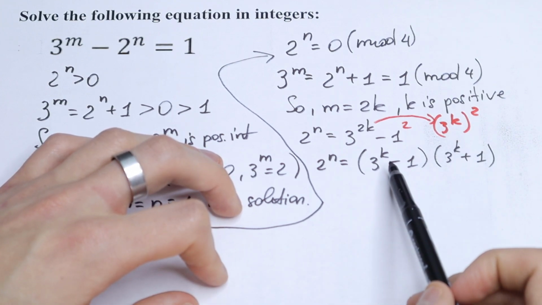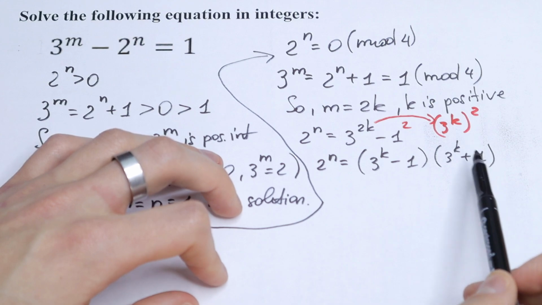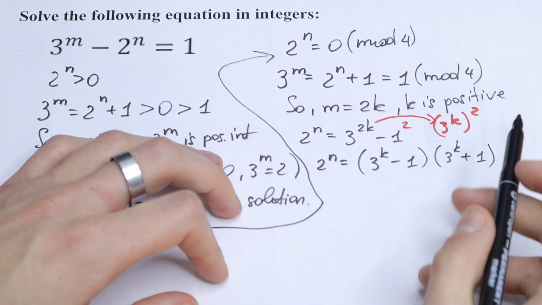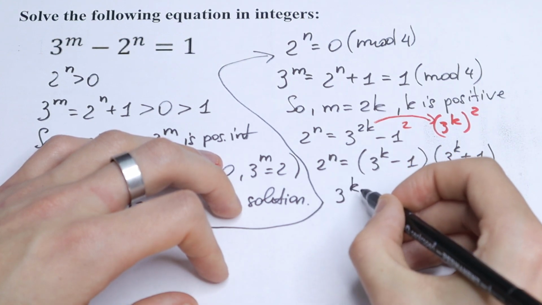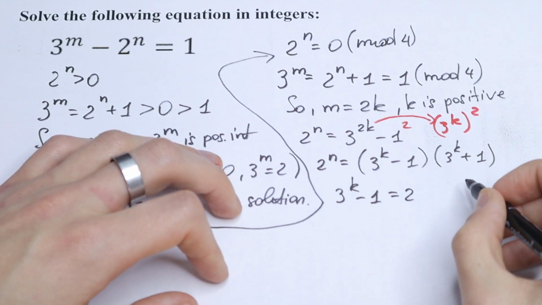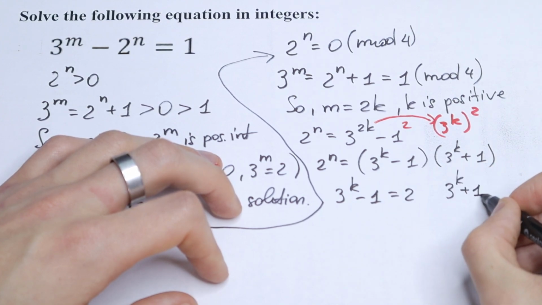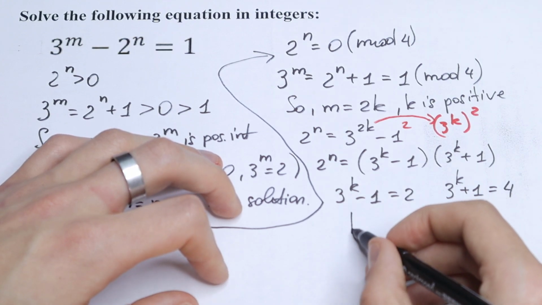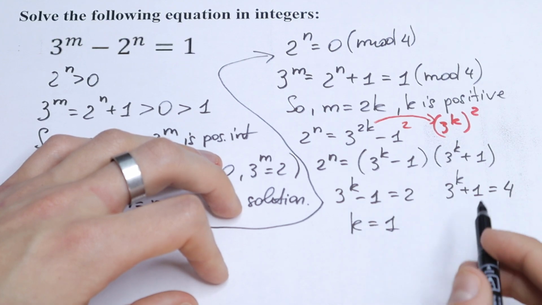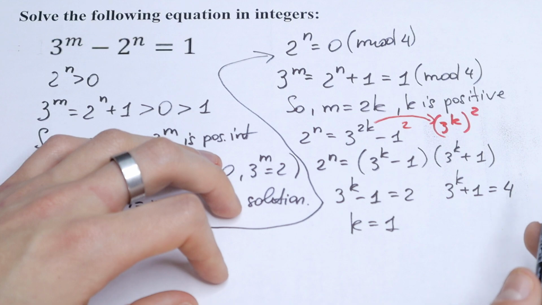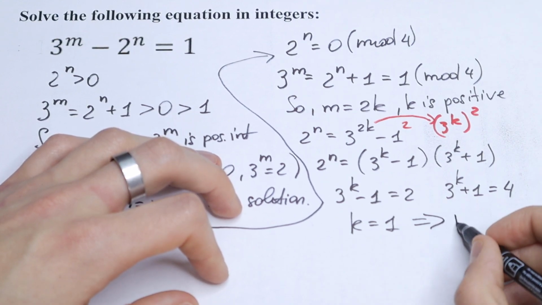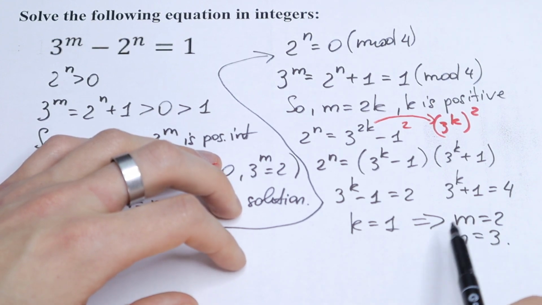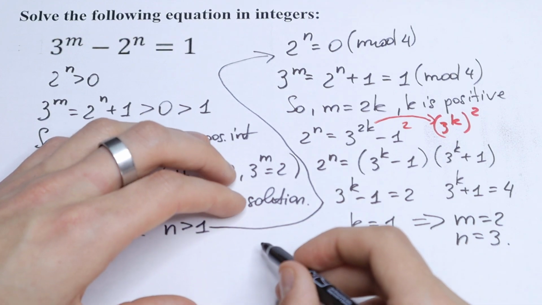So the integers 3 to the power k minus 1 and 3 to the power k plus 1 are both positive powers of 2. And they are 2 apart, so the only possibilities are 3 to the power k minus 1 equal to 2 and 3 to the power k plus 1 equal to 4. From here, as a result, we will have k equal to 1, and if we plug in all of these things, we will have that m equal to 2 and n equal to 3.